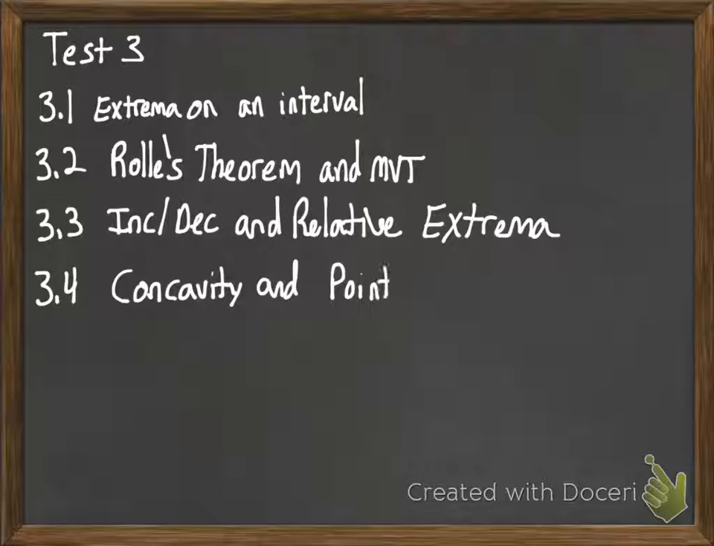3.4, we talked about concavity and points of inflection. Here we would find the second derivative, determine when that's 0 or undefined. Those would give us our key points, which we would then plot on the number line, evaluate the second derivative, determine when it's concave up or concave down, and then points on the graph where the concavity switches are called inflection points.